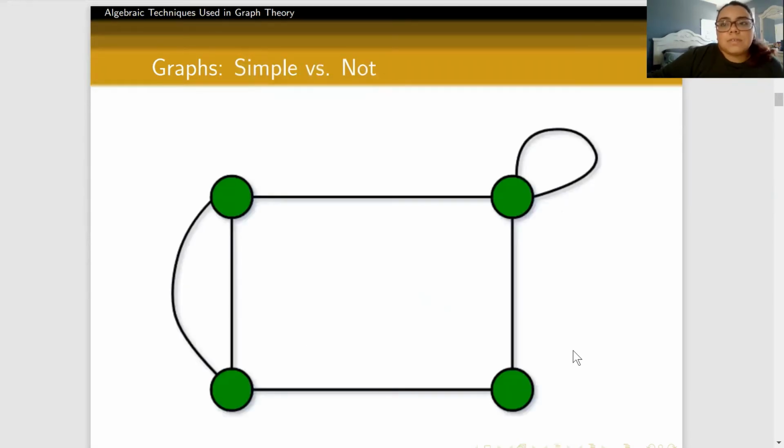A simple graph is a graph that has no loops or parallel edges. A loop is an edge from a vertex to itself, so we can see that in the upper corner here. Parallel edges are multiple edges between two vertices, and we can see that on the left side. So this is not a simple graph.